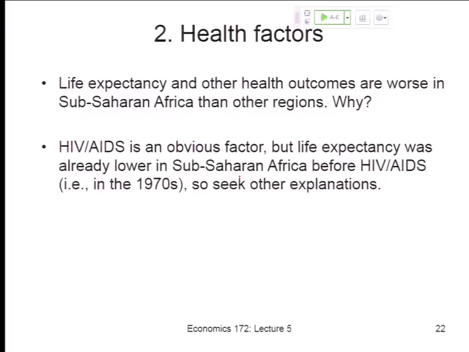Now, with the spread of the HIV/AIDS epidemic, it got a lot worse. Life expectancy fell very rapidly in certain countries, although now it's stabilizing or increasing again. So we can't just focus on AIDS. There's something deeper going on. And this gets back to the issue I just raised about the importance of tropical diseases.